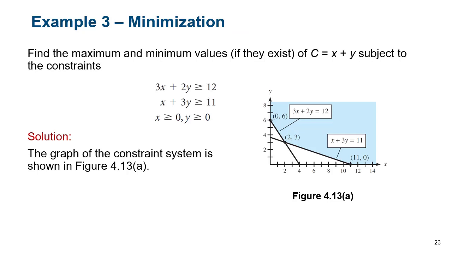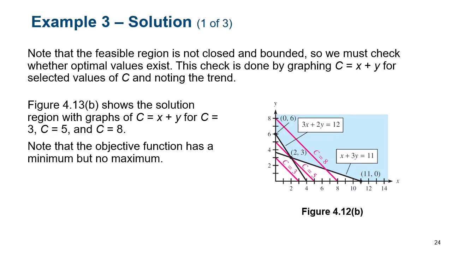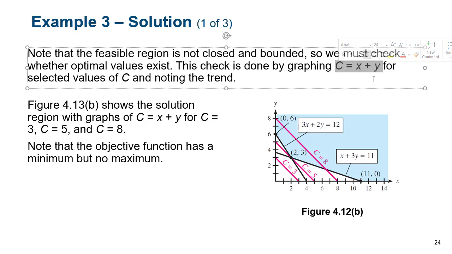Okay, let's look at an example where we want to minimize things. So we want to find the maximum and minimum values of this simple function subject to these constraints. We graph everything, and we see that we have a system that is unbounded. So that tells us that we could have a max, we could have a min, or we could have nothing. Now, our function, our thing that we're trying to, in this case, minimize or maximize, I think they want us to minimize, is a simple line of x plus y.